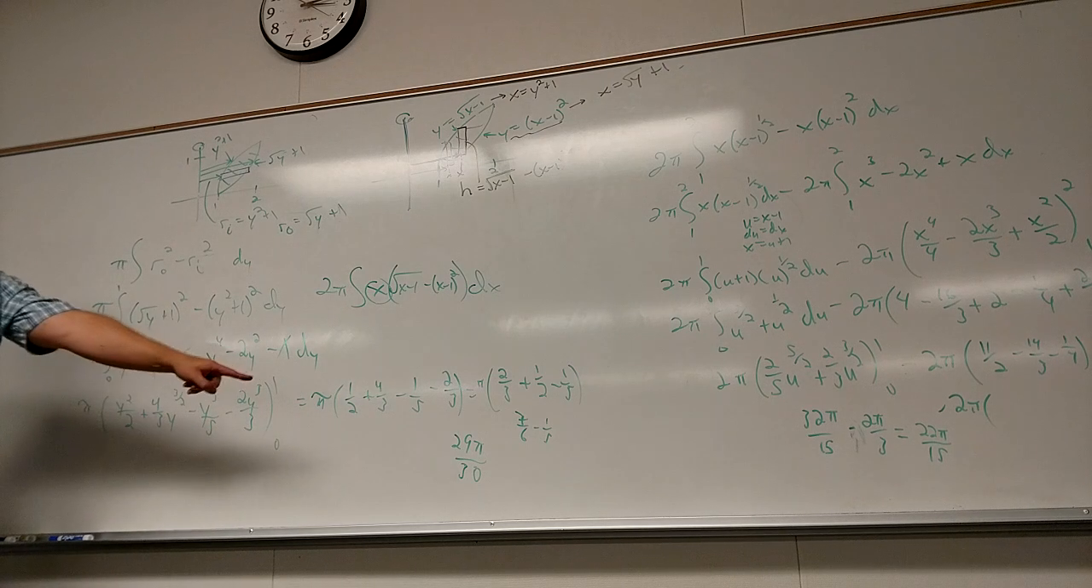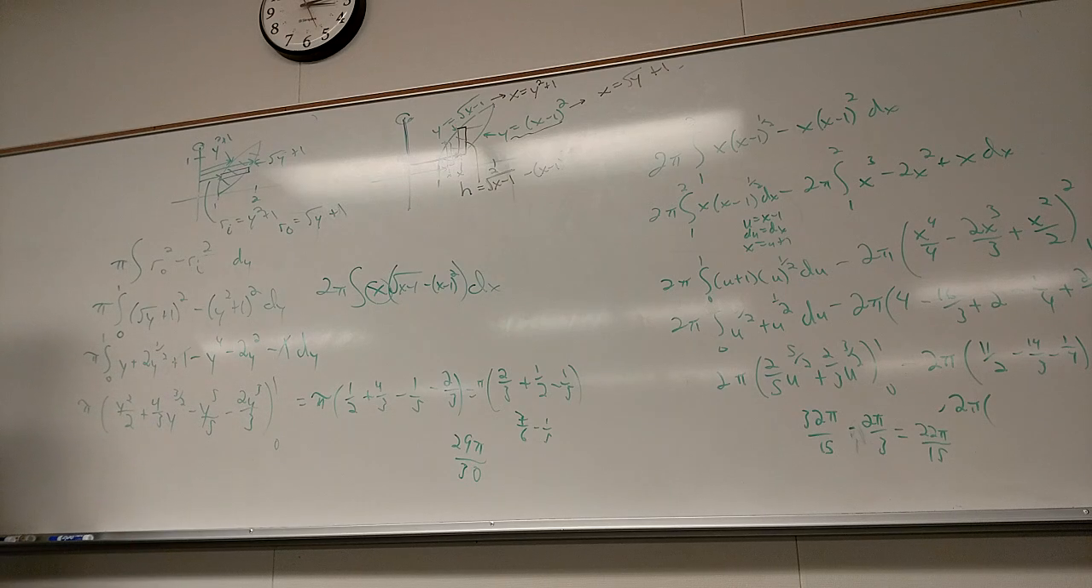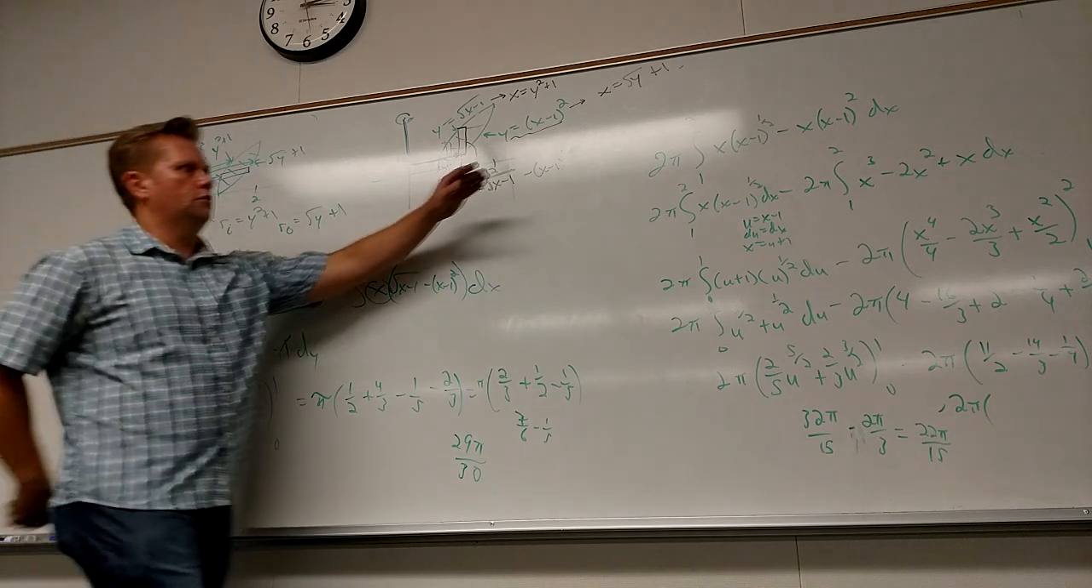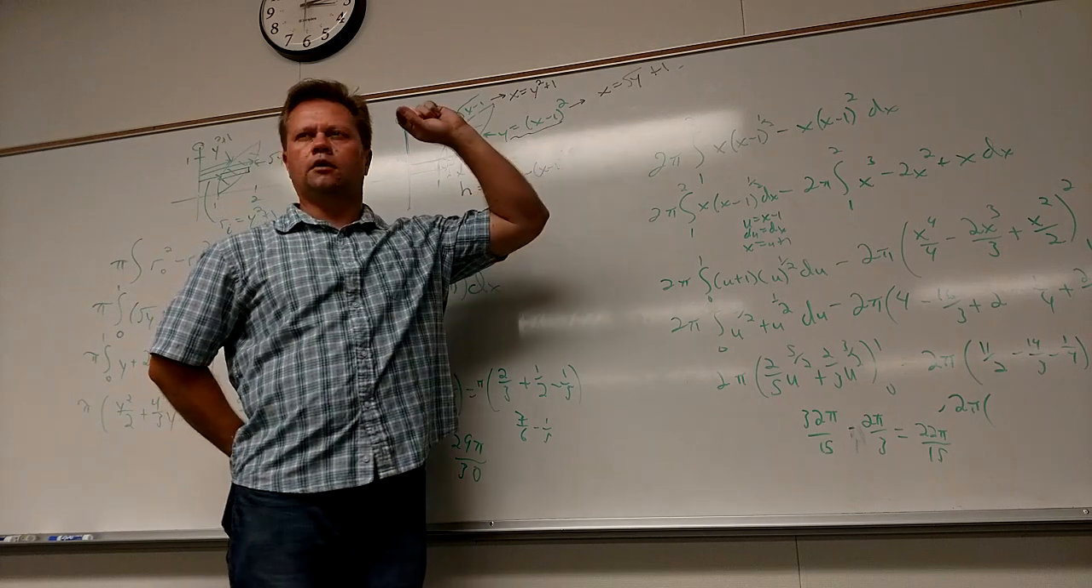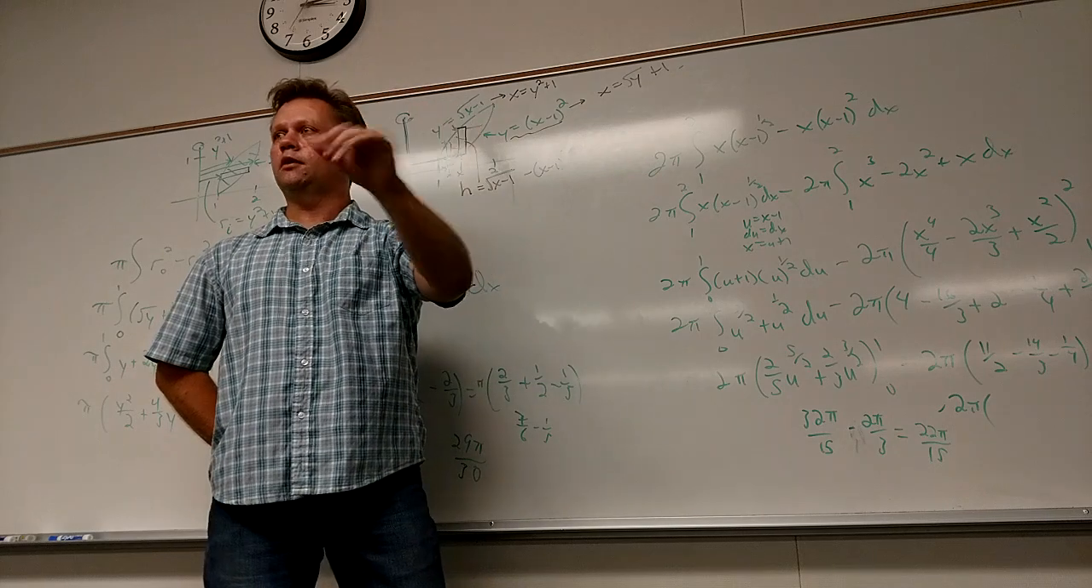This way was definitely easier. I didn't need any u-sub steps, right? So there's nothing wrong with getting to a point where you set up the integral and you go, well, let me try the other way. Because I don't want to deal with that. There's not a damn thing wrong with it.